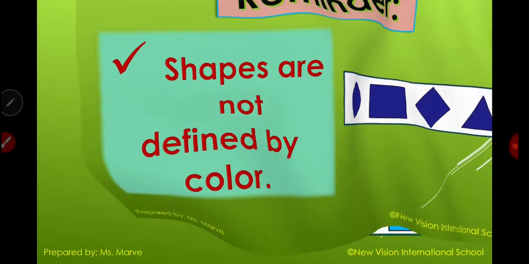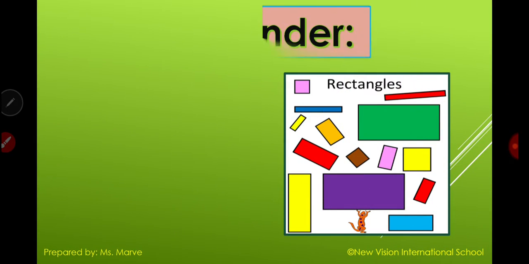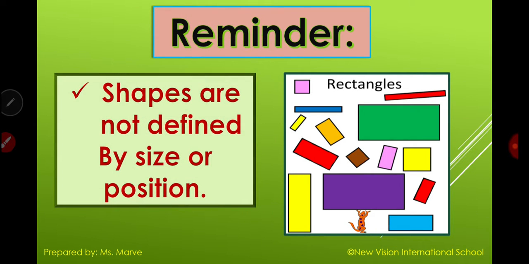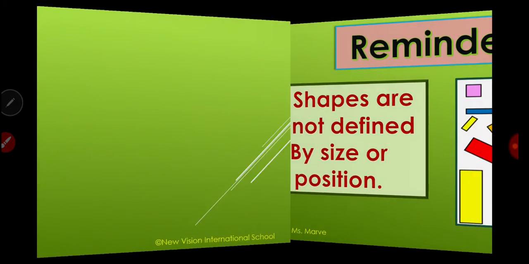The next one is that we need to remember that shapes are not defined by size or position. Try to look at the example. We have rectangles here. The rectangles have different sizes. Some are small, some are big. And they are put in different positions, and that's okay.